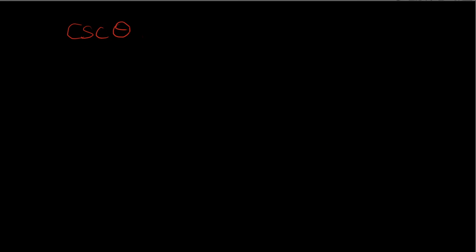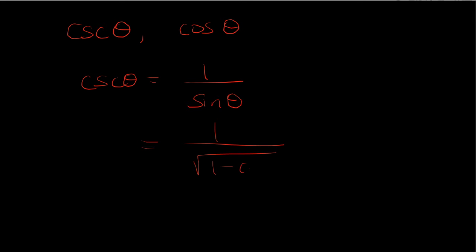Okay, we want to represent cosecant theta in terms of cosine theta. Cosecant theta is 1 over sine theta. And sine theta, we said, is the square root of 1 minus cosine squared. And this is for theta in the first quadrant.